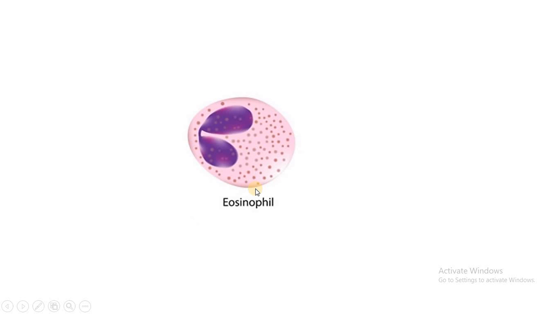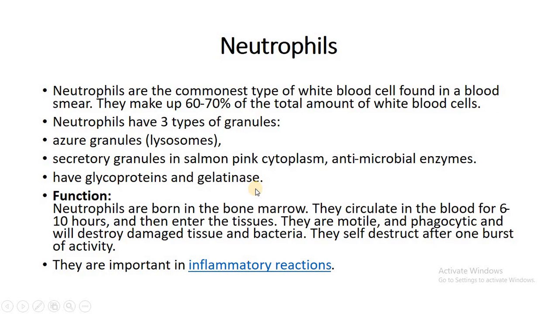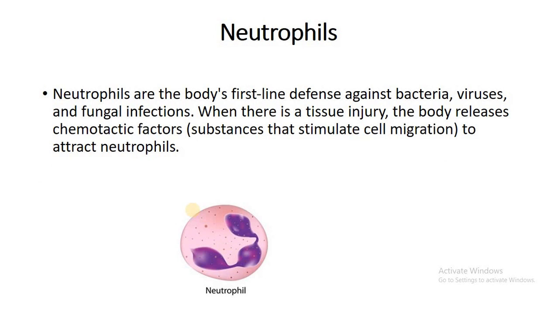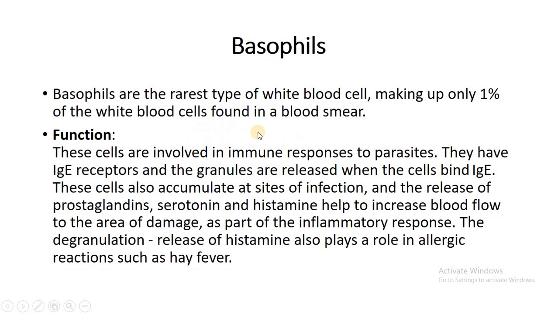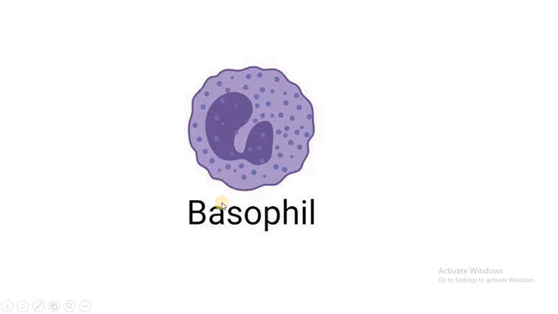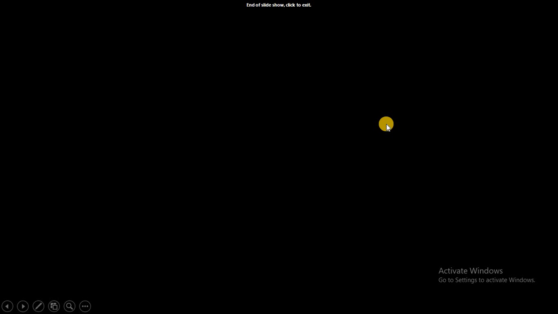That's why it is called eosinophil. One more thing you should remember: in neutrophils, the granules are stained by neutral dyes, they don't have any charge. Whereas eosinophils have acidic granules, and basophils have alkaline granules, stained by alkaline dyes.